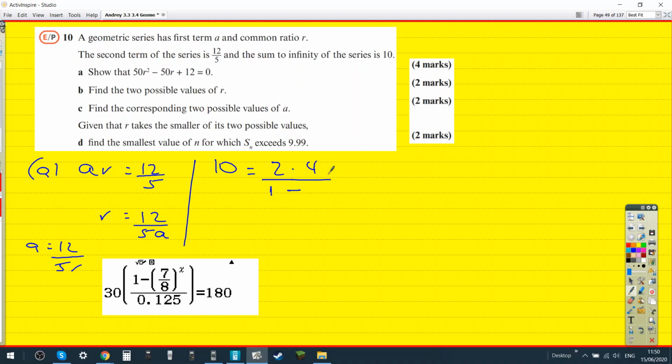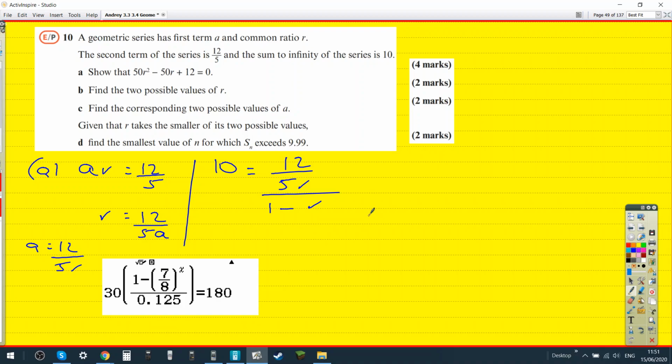Is it 2.4R? Yeah, sorry. What am I doing? I will regret it. Why do I do it? Sorry, 12 over 5r all over 1 minus R. Yeah, and then I put that into my calculator.